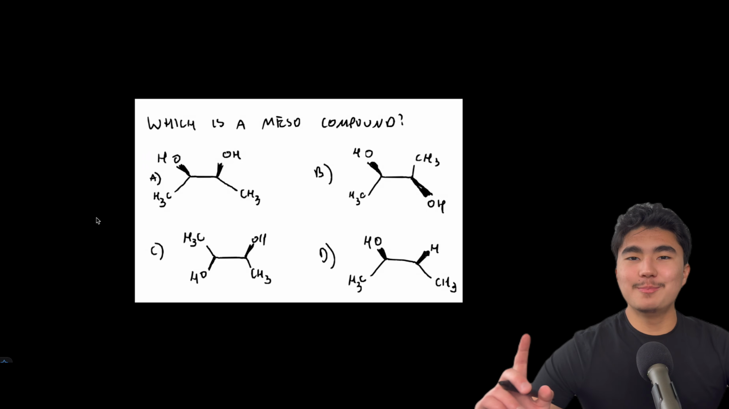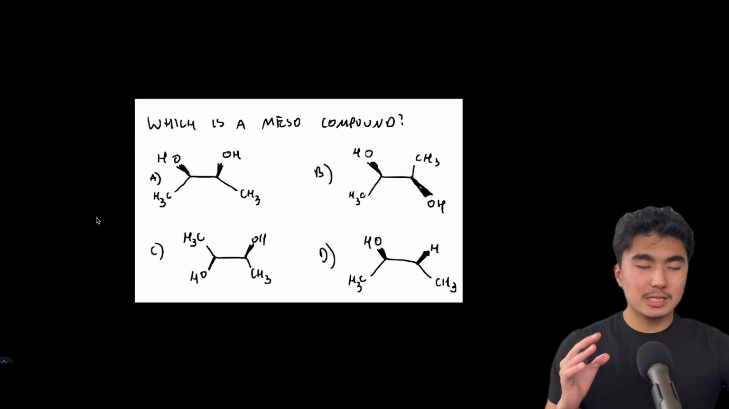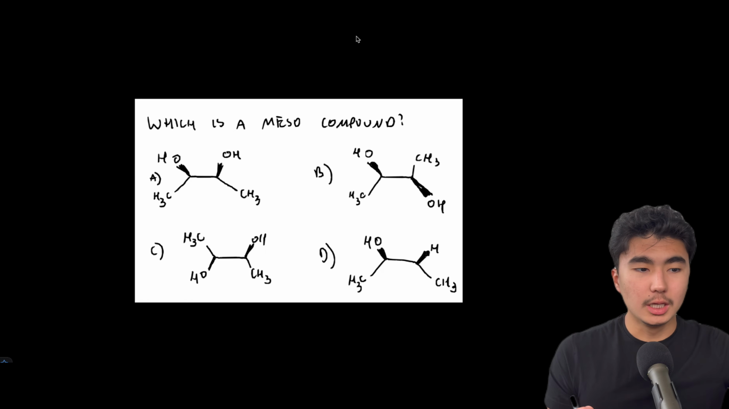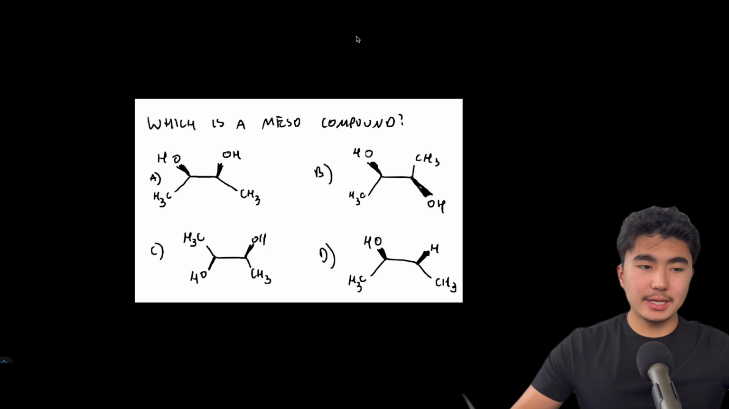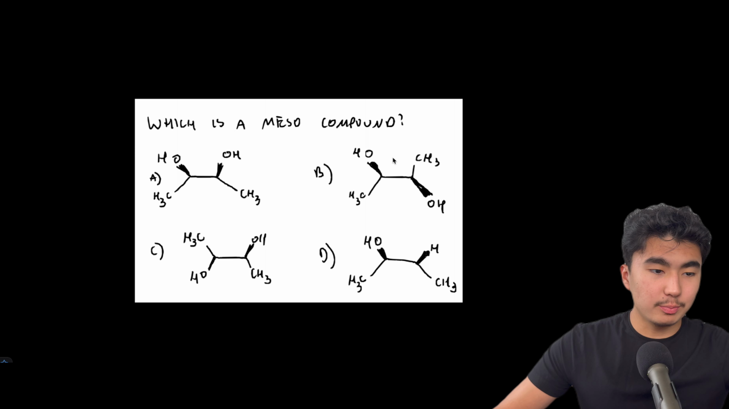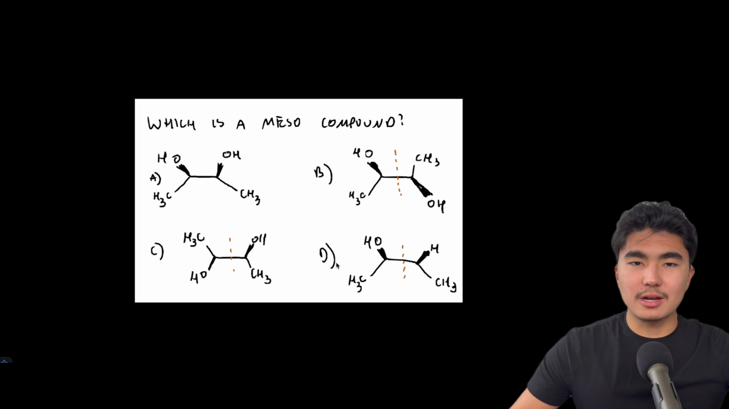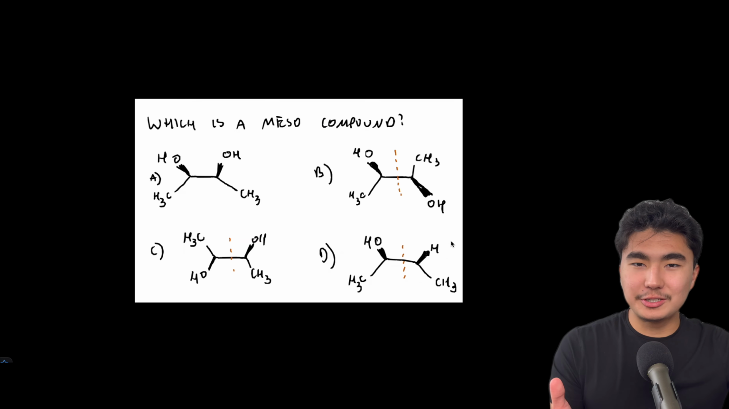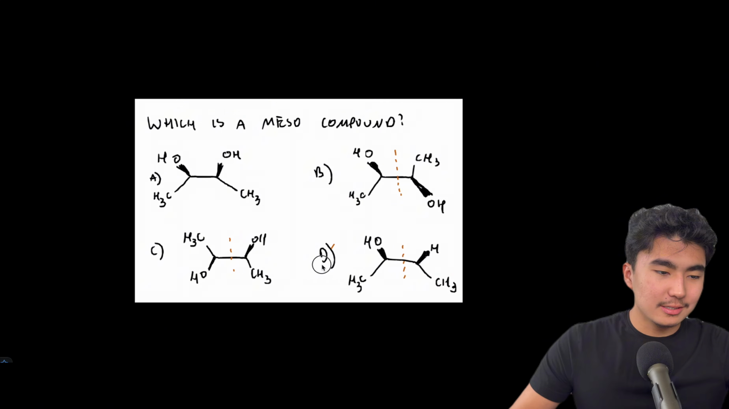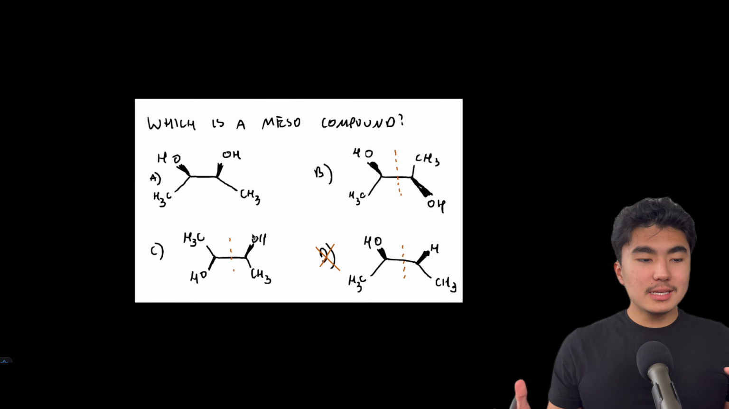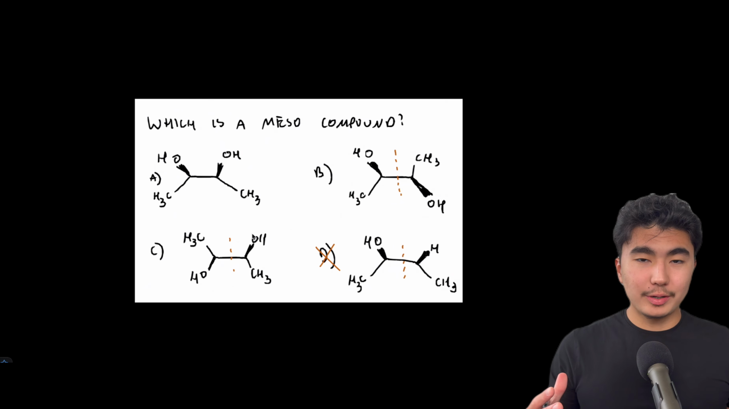All right, now for our final question. Which one of these is a meso compound? Now I want you guys to pause this video and see if you can find the correct compound. All right, so let's go down through each of these answers, and we have to look at our internal plane of symmetry. So if we're looking at these internal planes of symmetry, we can see that D is automatically wrong. I mean, it literally has a hydrogen. There's no OH on the other side. That is not symmetric.